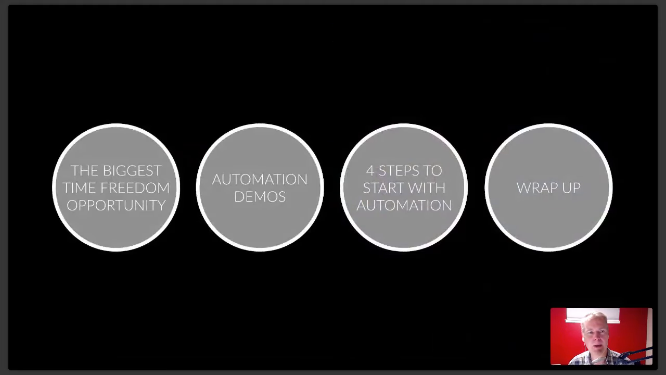So here's what we're going to talk about today. We're going to go through what we feel is the biggest time freedom opportunity and the biggest thing you can do in order to free up time in your day. We're also going to not just talk about automation, but we're going to show you some examples of automation that you can do as well. And we know it's difficult to see this stuff, but a lot of times we're not really sure where to start. So we're going to talk about the 4 steps to start with automation, and then we're going to do wrap up and Q&As. We want to make sure we get your automation question answered.